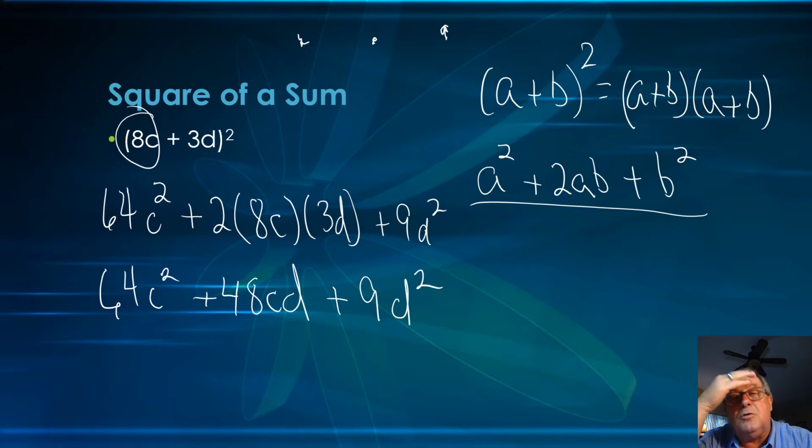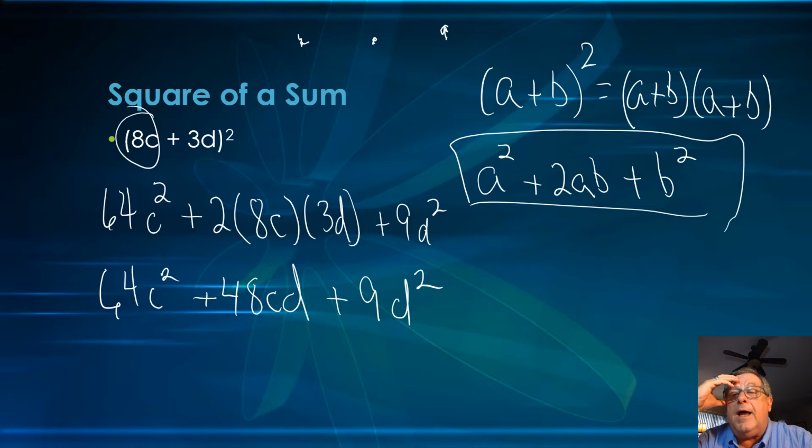I've got to be honest with you, I'm not so sure I wouldn't just FOIL this thing out, and if I did, I'd get the same thing, 64c squared plus 48cd plus 9d squared. But there's certainly a value to seeing that pattern and being able to condense it into this form, a squared plus 2ab plus b squared, rather than going through the entire FOILing process. But certainly the FOILing process would, in fact, work.